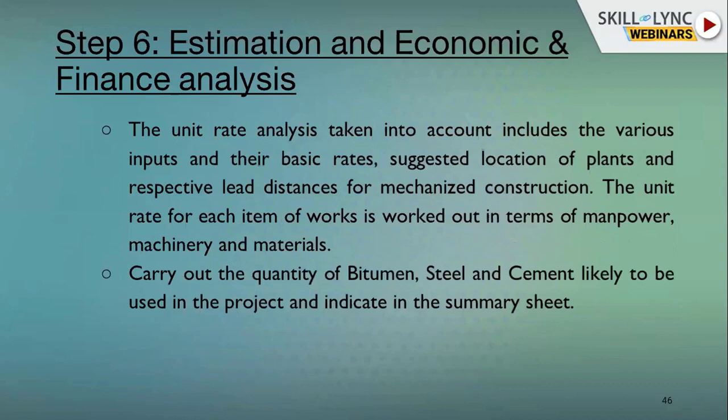Unit rate analysis takes into account various inputs and basic rates, suggested location of plants, respective lead distances, mechanized construction, etc. So we work out the quantity of bitumen, steel, and cement likely to be used in the project, and from where to bring them. All those things are covered under the estimation and rate analysis chapter.